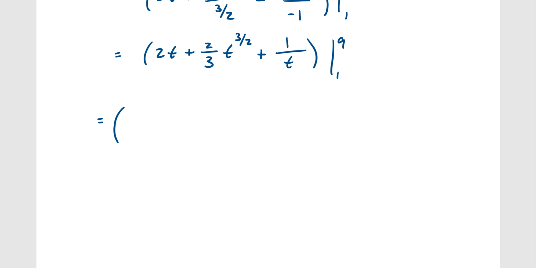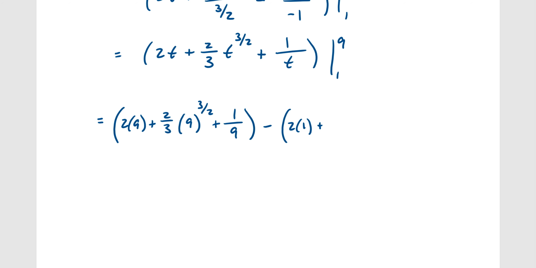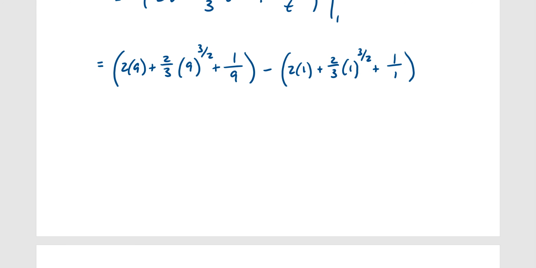So we plug in a 9. So 2 times 9 plus 2/3 times 9 to the 3/2 plus 1 over 9. Minus, now we plug in the 1. So that's going to be 2 times 1 plus 2/3 times 1 to the 3/2 plus 1 over 1. And let's go ahead and simplify each one of these.